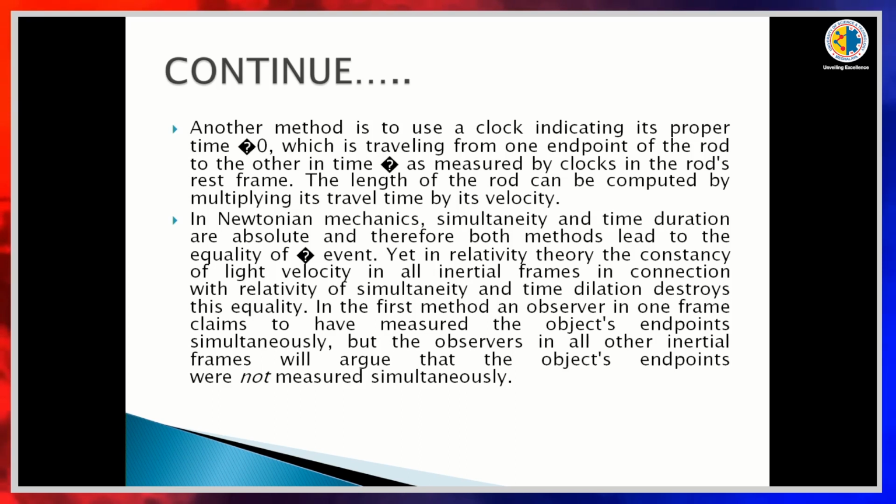Yet in relativity theory, the constancy of light velocity in all inertial frames, in connection with the relativity of simultaneity and time dilation, destroys this equality. In the first method, an observer in one frame claims to have measured the object's endpoints simultaneously, but the observers in all other inertial frames will argue that the object's endpoints were not measured simultaneously.